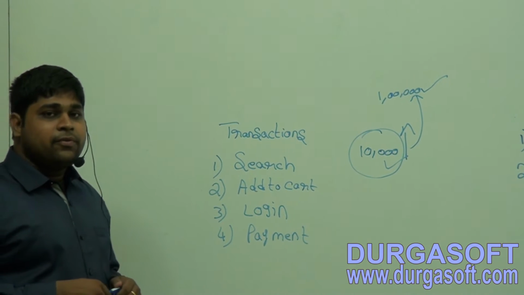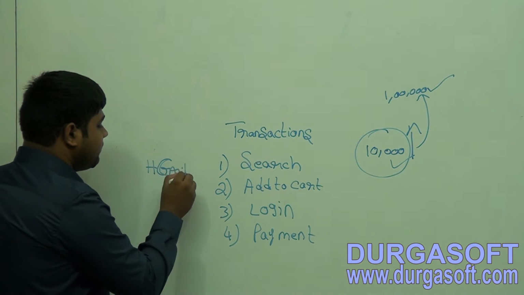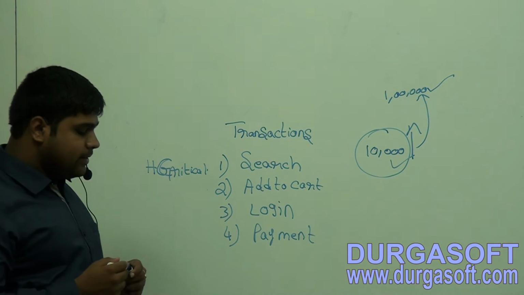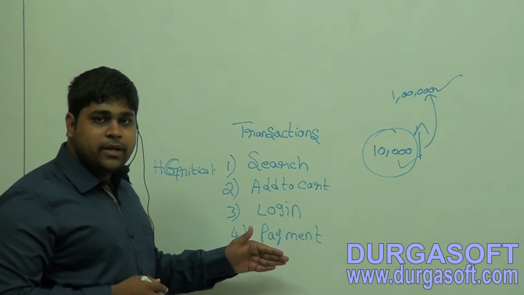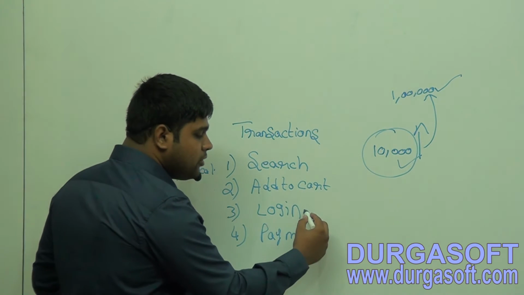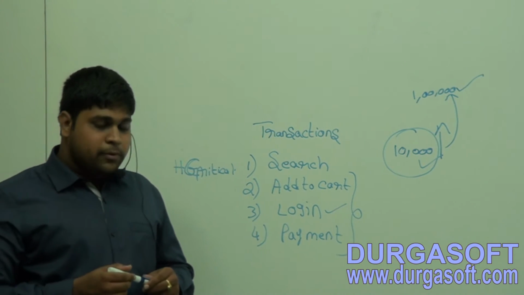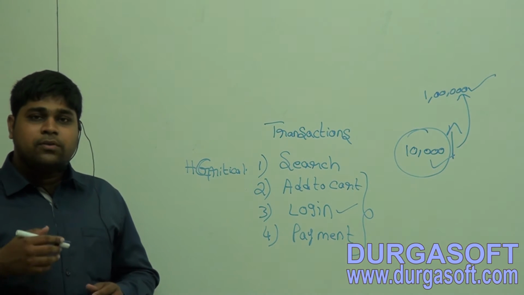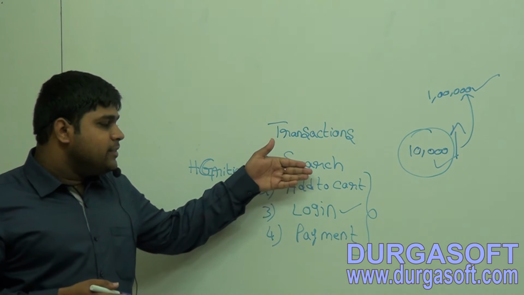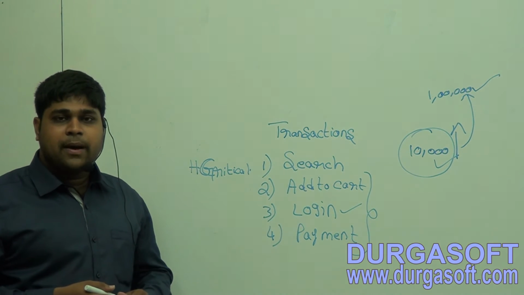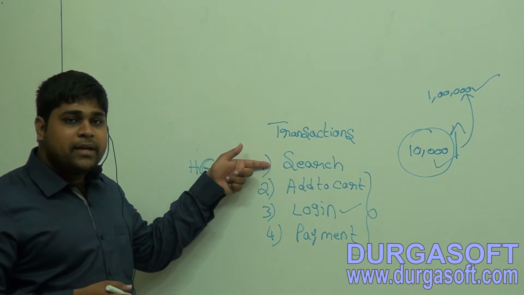Generally, we take care of high critical transactions. What is meant by high critical or high frequency transactions? If a person comes to the e-commerce application and wants to buy the product, only then does he add the product, log in and pay. But many people go to the website just to browse. If they like the product, only then will they do those activities. If they don't like it, they simply search for the product and leave the application. That's why the frequent, critical transaction for the Flipkart application is search.